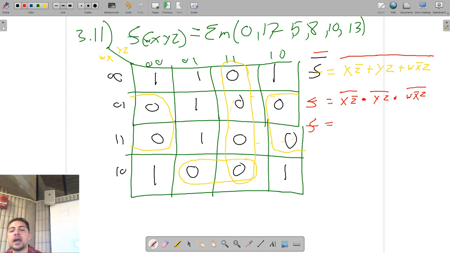So we continue applying my favorite law: X bar or Z, ANDed with Y bar or Z bar, ANDed with W bar or X or Z bar. And there we go. That's it. That's all they wanted you to do for that. So aside from the fact that there was a typo right there, fairly straightforward.